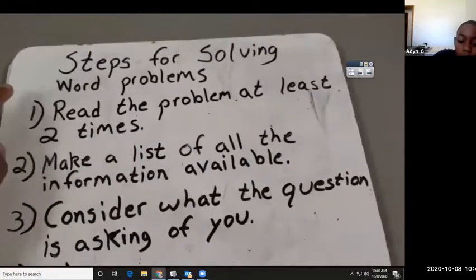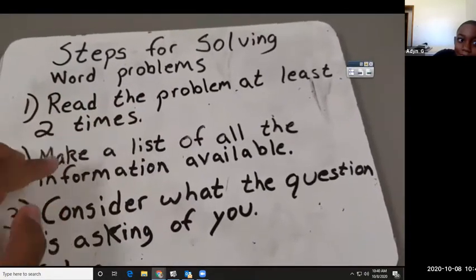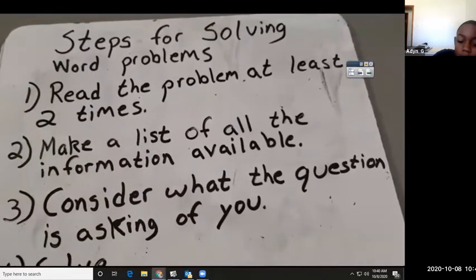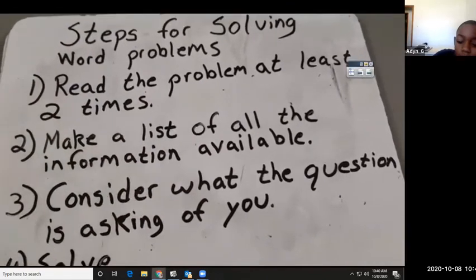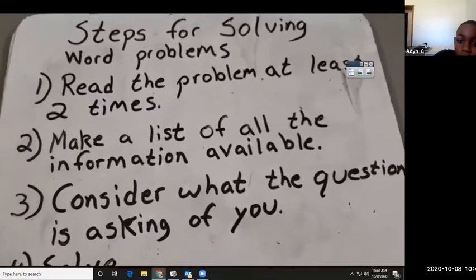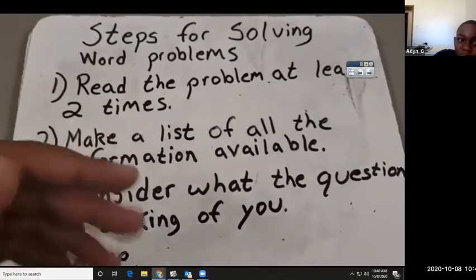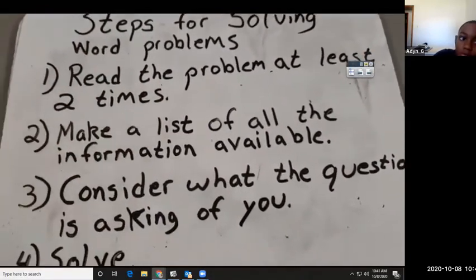Number 1, read the problem at least 2 times. Sometimes with our first time reading, we can't really understand everything the first time around, so maybe a second time, even a third time would be appropriate. So at least 2 times. If you do more, that's great.